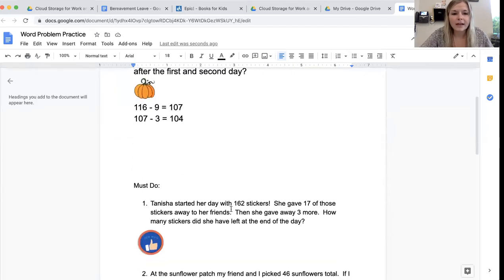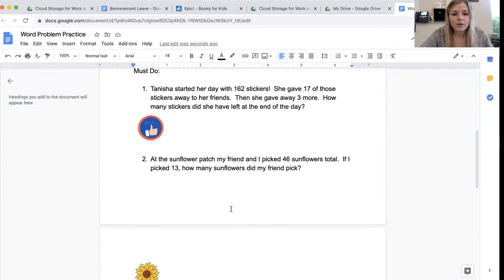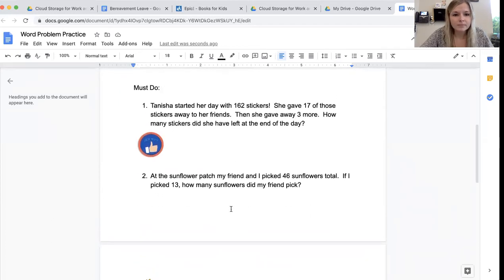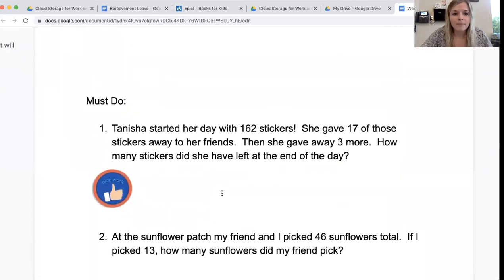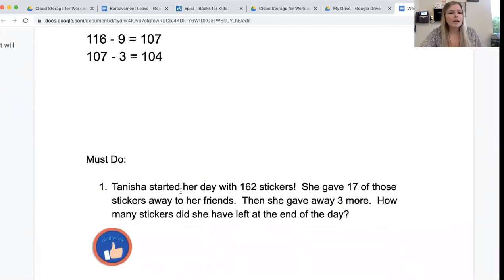I'm going to scroll down. You have a couple of jobs to do. You are going to solve both of these problems. Now I am going to zoom up on the first problem. I am going to ask you to pause this video. You are going to pause this video and solve this word problem on a piece of paper. Once you are done, you may move on by pressing play in the video.